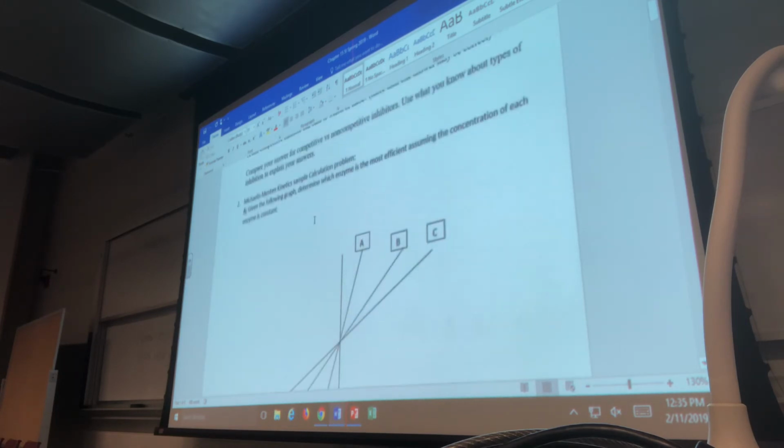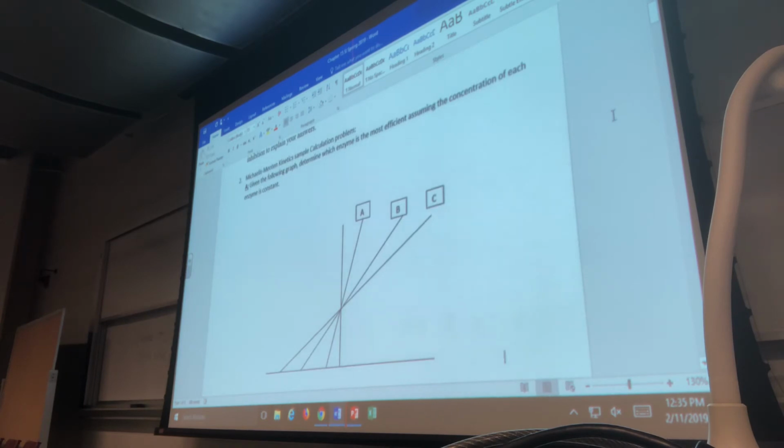All right, now how about we get to something like this? And this should be easy now that I've given you the shortcut. Given the following graph, determine which enzyme is the most efficient enzyme, assuming the concentration of each enzyme is constant. This used to be a lot harder, but now that you know the shortcut, which one is the most efficient one? It is C, because it is the flattest looking line on here. Okay, so again, efficiency, it is the flattest looking one.